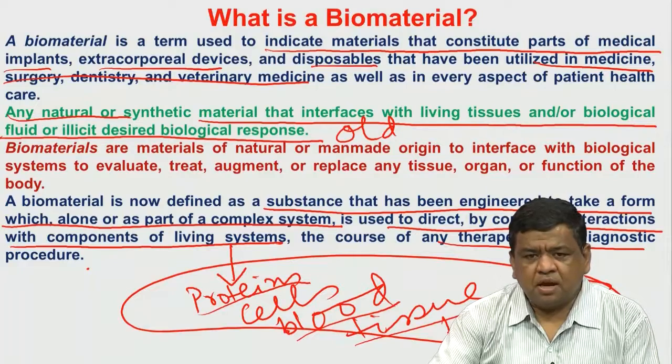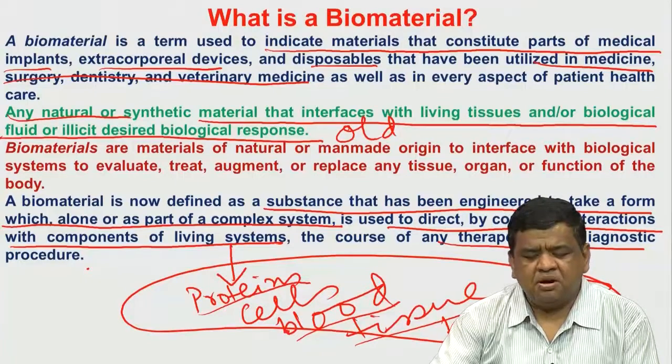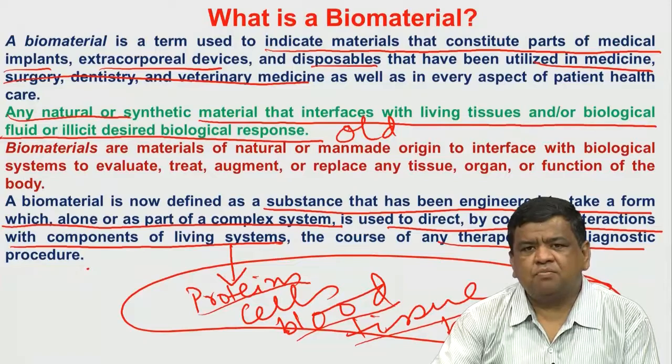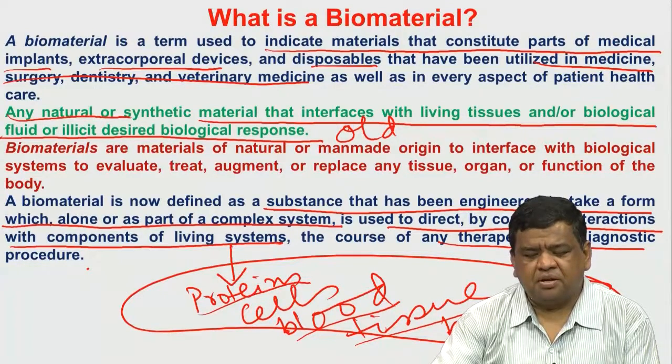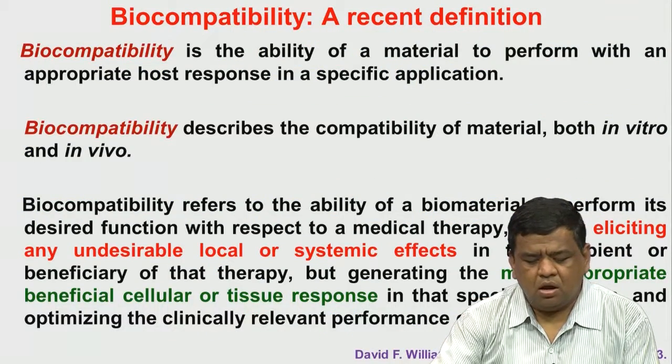So, with these two examples, I think it should be clear to you that in the biomaterial definition, the inherent concept is application specific. With the targeted application in mind, one has to find out how a material can establish beneficial interaction with the components of living tissue, living systems.